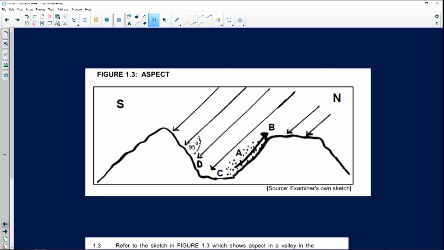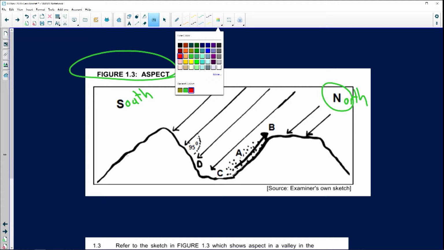Now, what we have here in figure 1.3 is aspect. First of all, they've given us the direction: that's the north-facing slope, and that's the south-facing slope. North and south-facing slopes. Before I go on, I want to point out that the arrows are the insolation.